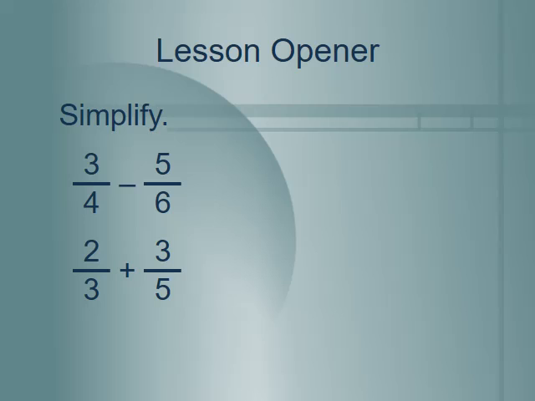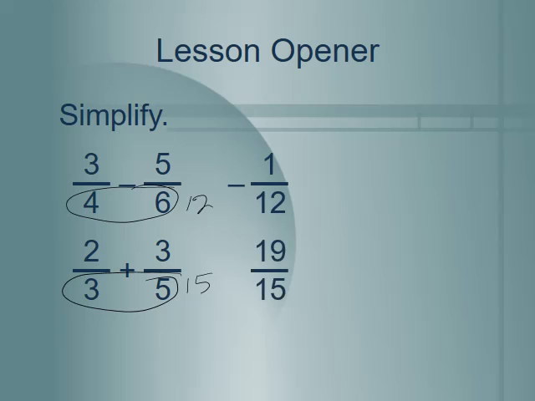Let's think about the top one. Our least common denominator is going to be 12, although you might have used 24 also. In this one, our least common denominator is going to be 15. And when we subtract the top one, we get -1/12, and when we add the bottom one, we get 19/15. That is an improper fraction, but that's okay. It's fine to leave it like that.